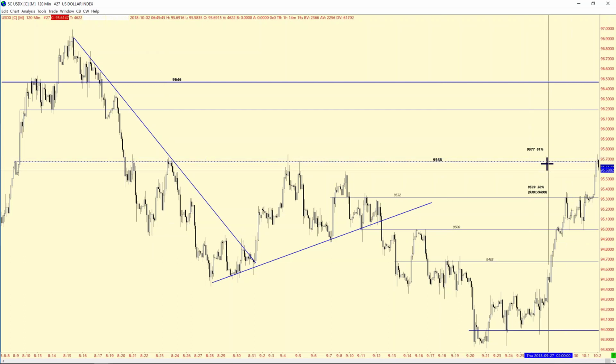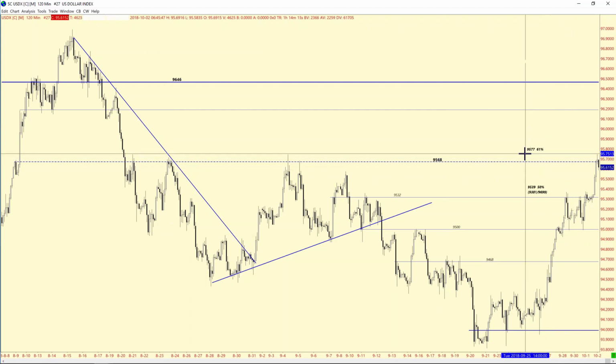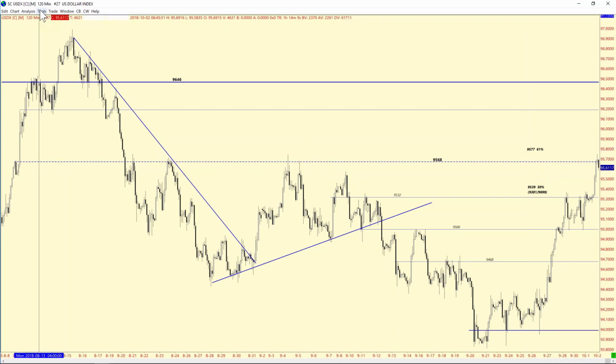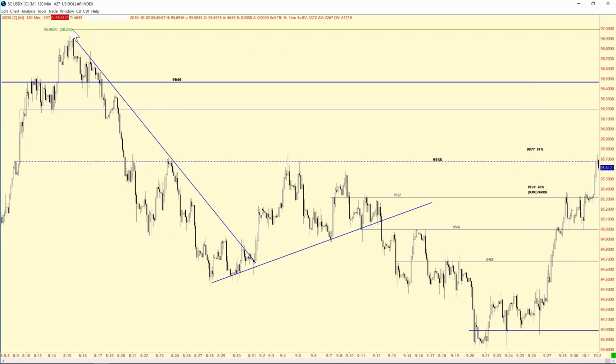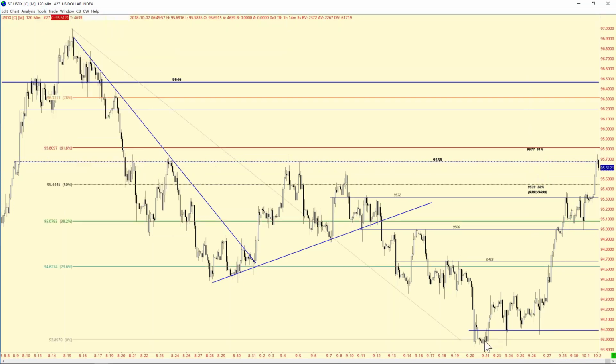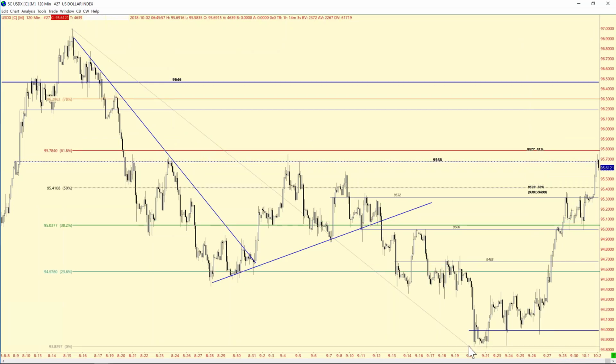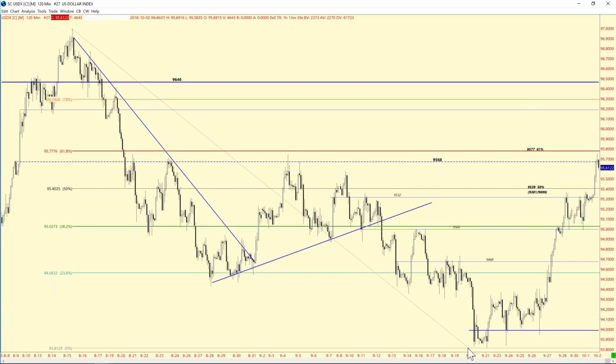Well, confluence with 68 is 95.77, which is a 61% of this move. And we'll pull up the fib to show you. So it's from high to low. And you can see the 61%. Very key fib here. We're kind of slowing down just ahead of that key fib.